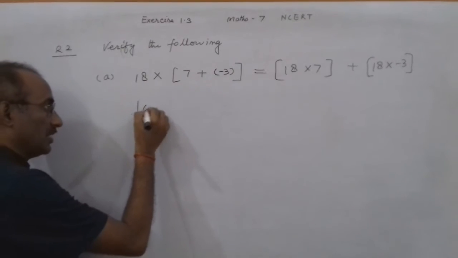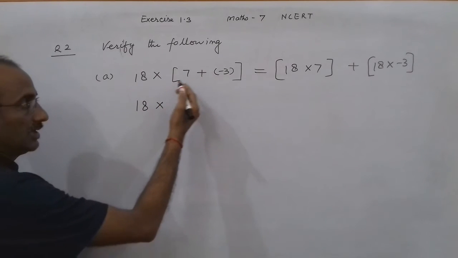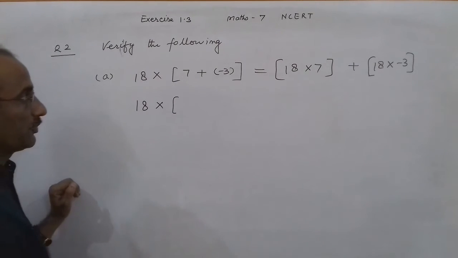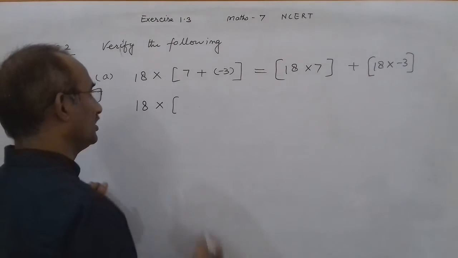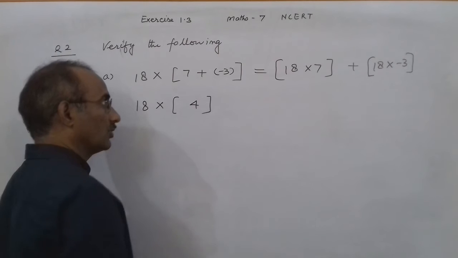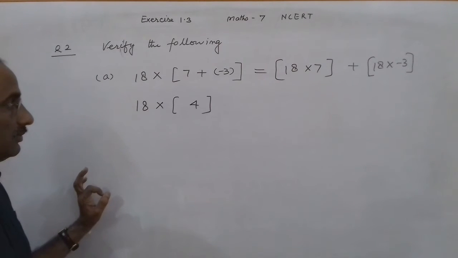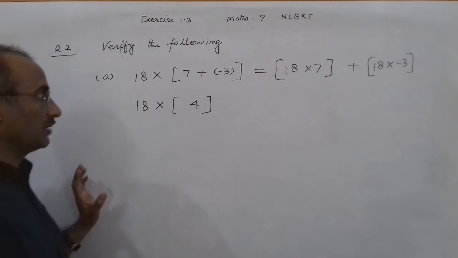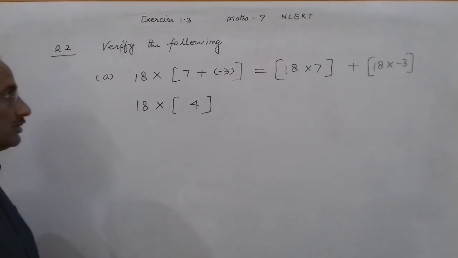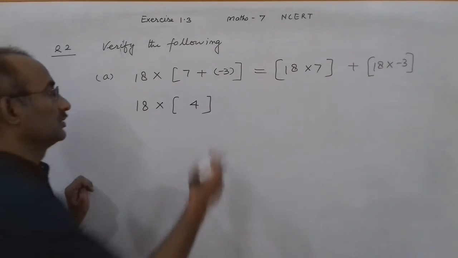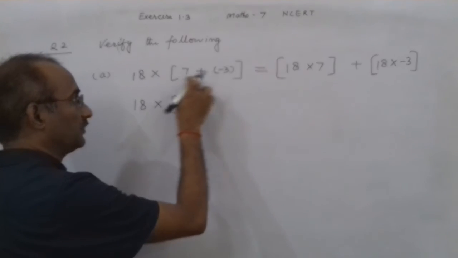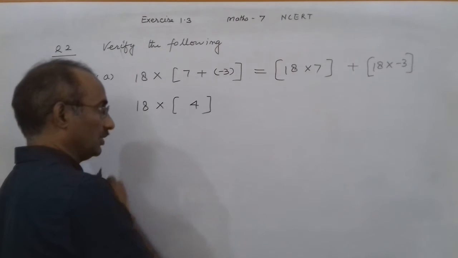Here we have to multiply 18 with the sum of 7 and -3. The sum of 7 and -3 is 4. Because if we add a positive integer with a negative integer, then we subtract the negative integer from the positive integer. So if we subtract 3 from 7, then we get 4.